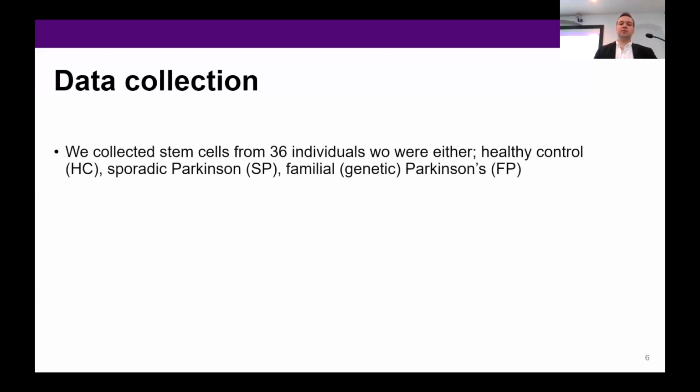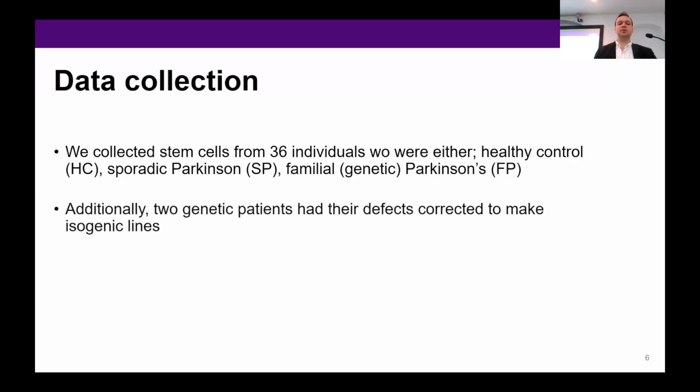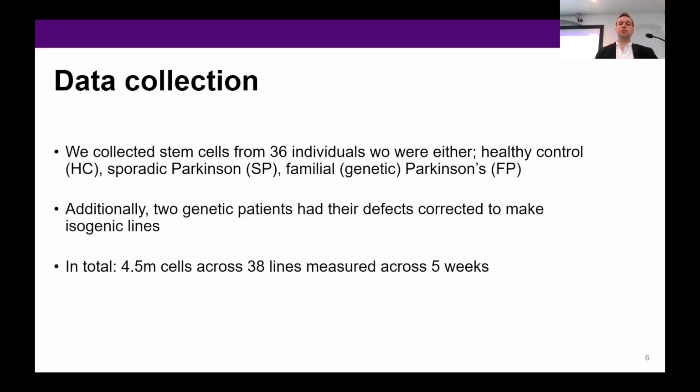We had 36 individuals who were either healthy controls, had sporadic Parkinson's, or had familial Parkinson's. Additionally, 2 genetic patients had their defects corrected to make isogenic lines. In total, we had about 4.5 million cells across 38 lines, measured across 5 weeks. So we have 5 by 38 patients.